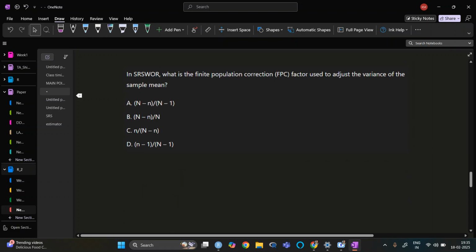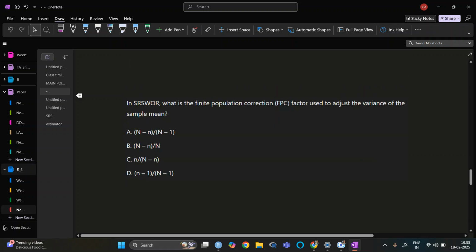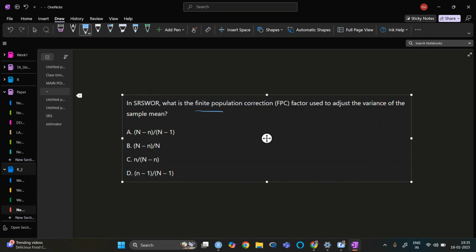The next question is: what is the finite population correction factor used to adjust the variance of the sample mean in SRSWOR? Okay, you can take some time and see what the answer can be.